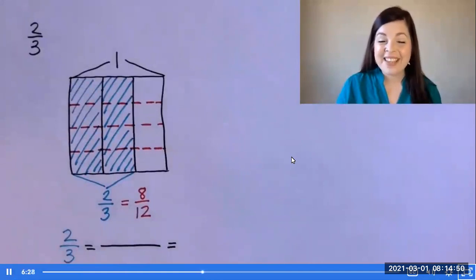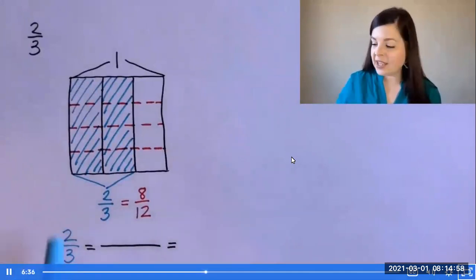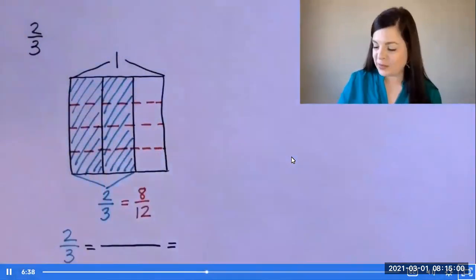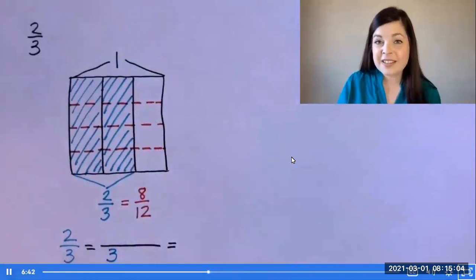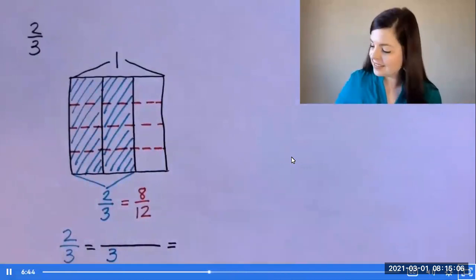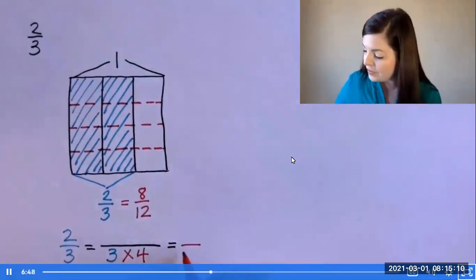Welcome back. Here's how we could have written our multiplication sentence to show that 2/3 is equal to 8/12. We started with 2/3. In the beginning, we had 3 units in the whole. When we decomposed those thirds to make smaller units, we got 4 times as many units in the whole, and now we have 12 units in the whole.